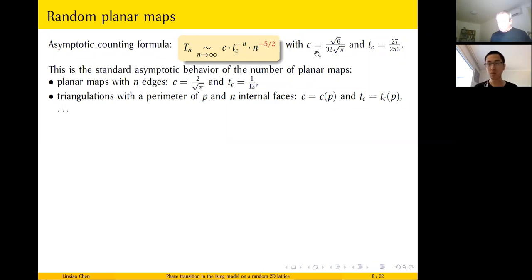By universal, I mean that if you look at not triangulations, but other classes of planar maps with some notion of size n, then basically their numbers are asymptotically counted by the same formula, but with different values of the constants C and t_c. But the point is that you always get this exponent 5/2 in your counting formula, even if you change the class of planar maps that you count.